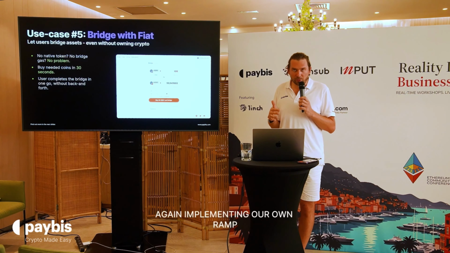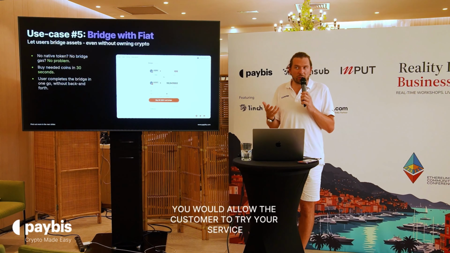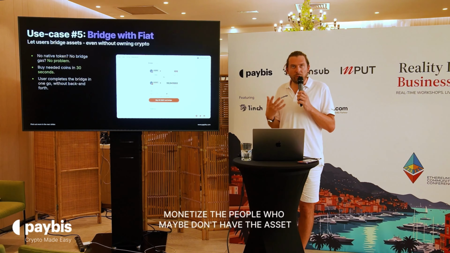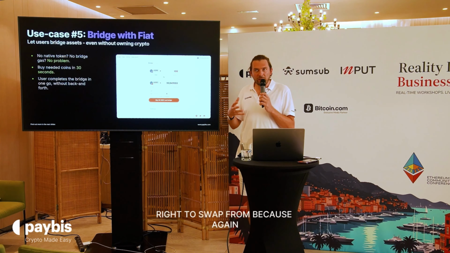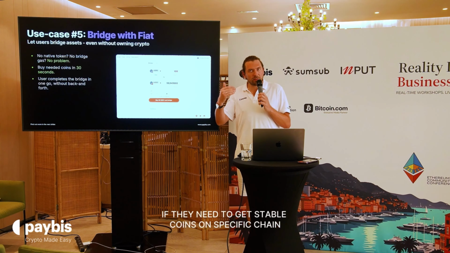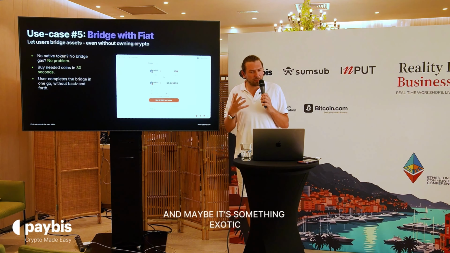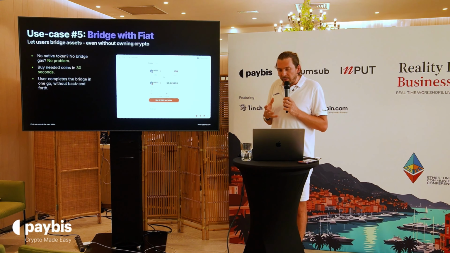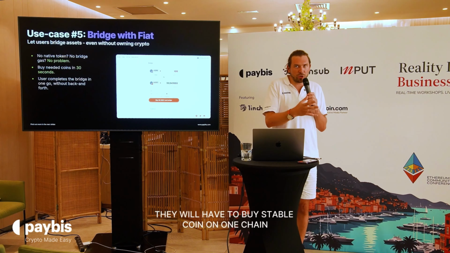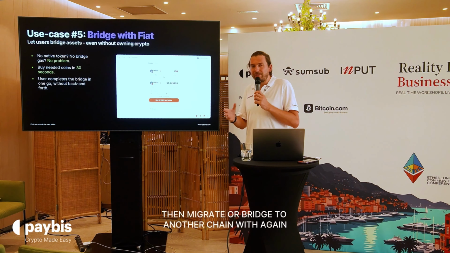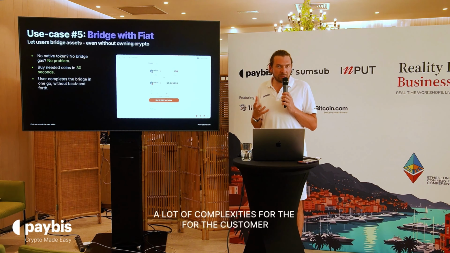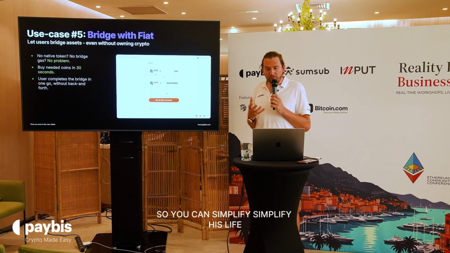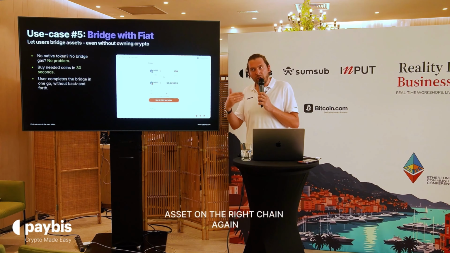Again, by implementing our on-ramp, you would allow the customer to try your service for a small amount very quickly, and monetize the people who maybe don't have the asset to swap from. If they need to get stablecoins on a specific chain, and maybe it's something exotic where there are no on-ramps yet, they will have to buy stablecoin on one chain, then migrate or bridge to another chain, with a lot of complexities for the customer. So you can simplify their life by allowing them to buy the right asset on the right chain.